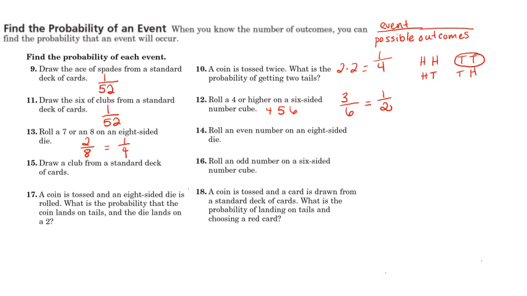What are the chances of rolling an even number on an 8-sided die? Still, there's just 8 choices. The even numbers are 2, 4, 6, and 8. So there's 4 even numbers, and that reduces to 1/2.